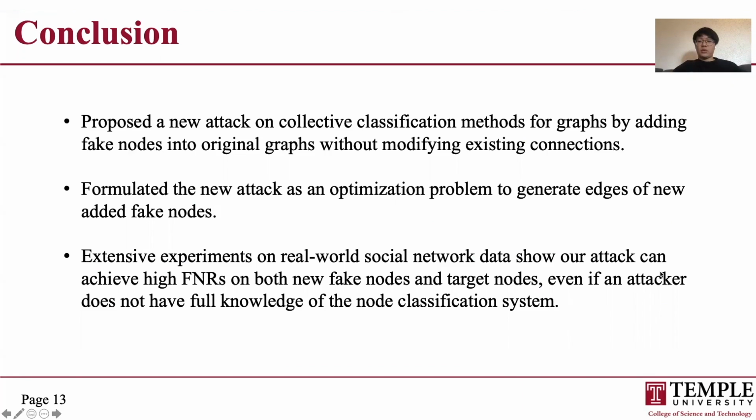Here is the conclusion of our paper. We proposed a new attack on collective classification methods by adding fake nodes without changing existing connections. In order to find the neighbors for those new fake nodes, we formulate our attack as an optimization problem. Finally, our experiments show that our attack can achieve a high false negative rate on both new fake nodes and target nodes, even with only partial knowledge of the node classification system.